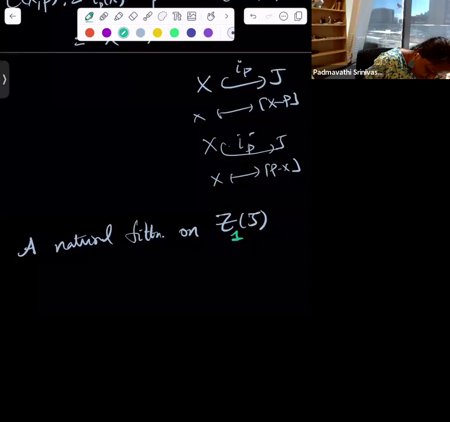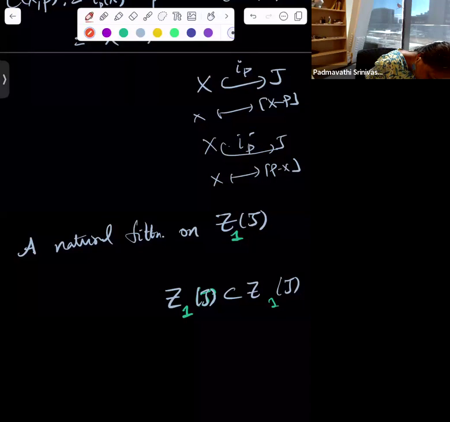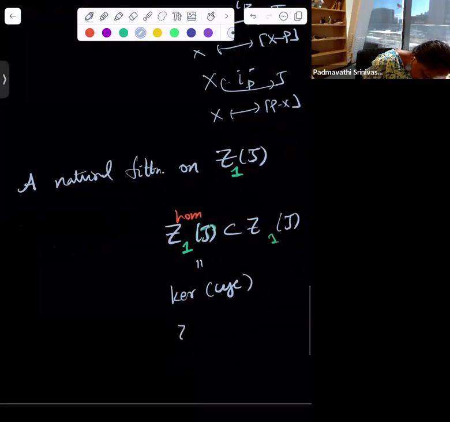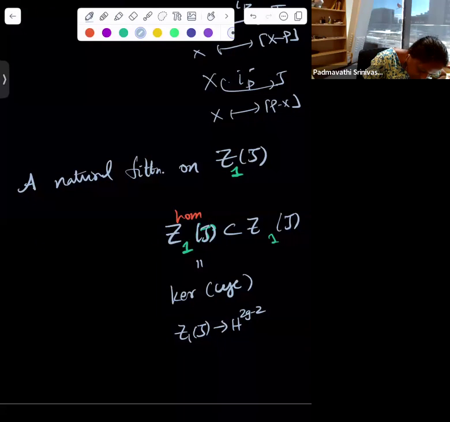You have Z_1 of J itself, and then you have the analog of degree zero divisors, which is the homologically trivial cycles. This is why I set up degree zero divisors as this very fancy thing, calling them homologically trivial zero cycles, because now we have homologically trivial one cycles. This is supposed to be the kernel of an analogous cycle class map. The cycle class map now goes from Z_1 of J to H^{2g-2}. This is dimension 1 or codimension g minus 1 inside J. So this goes here.